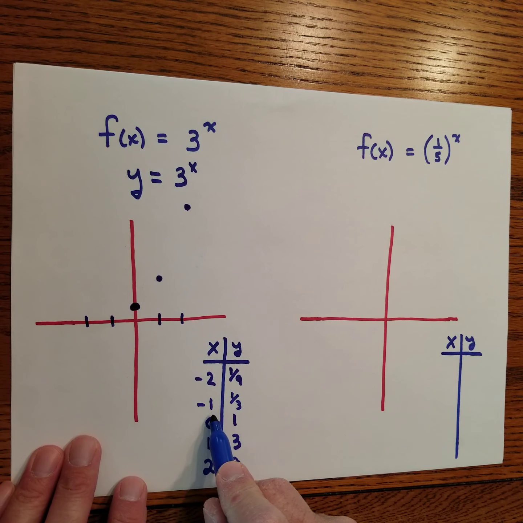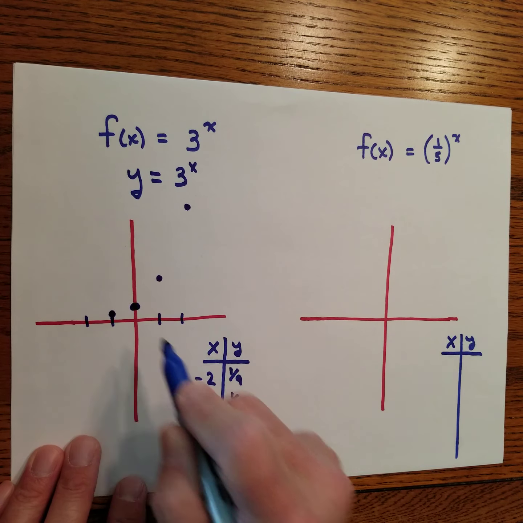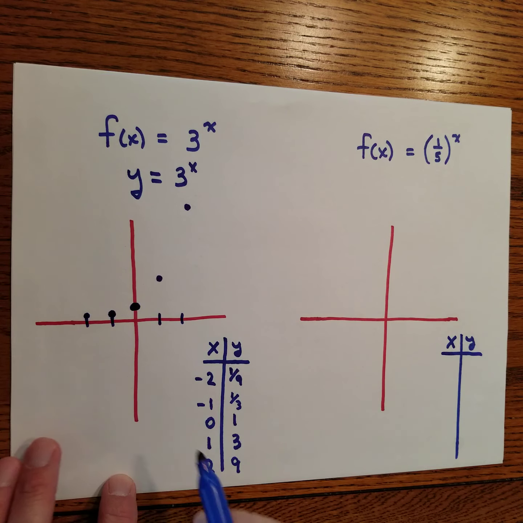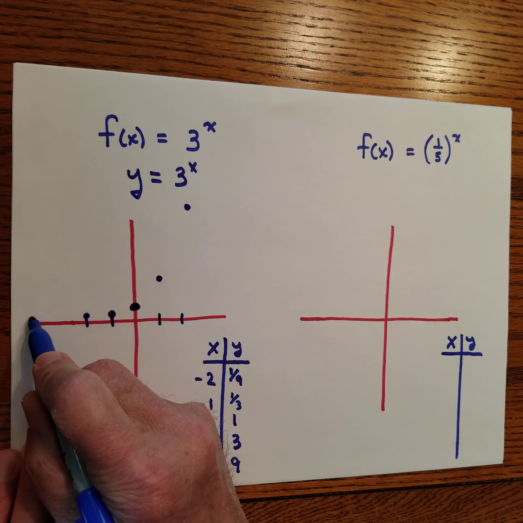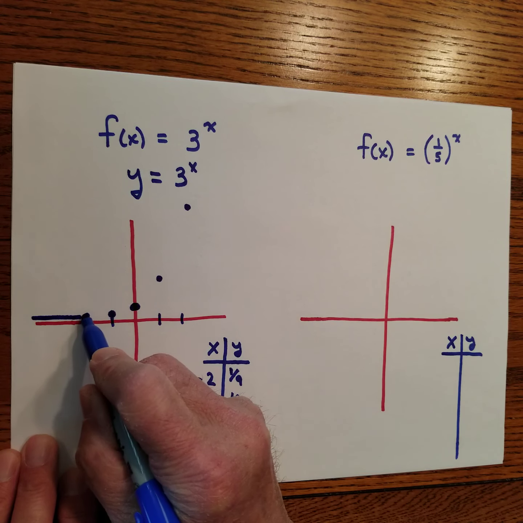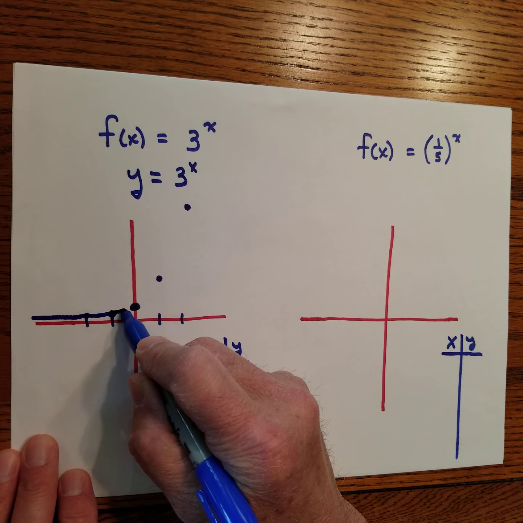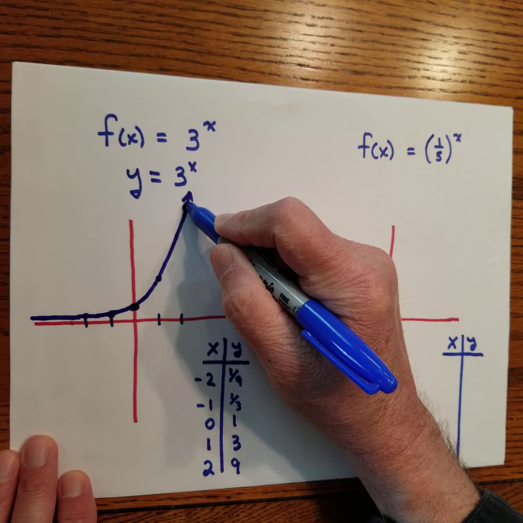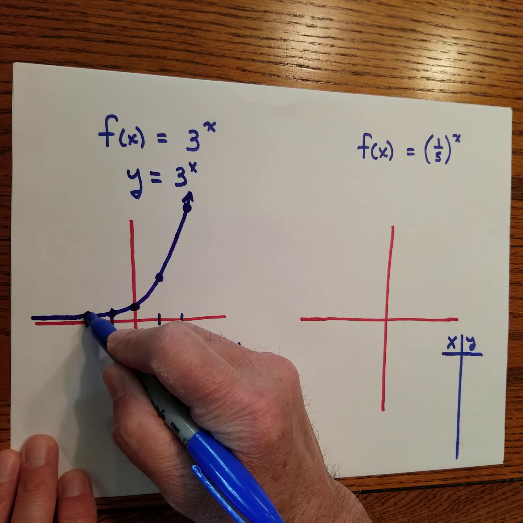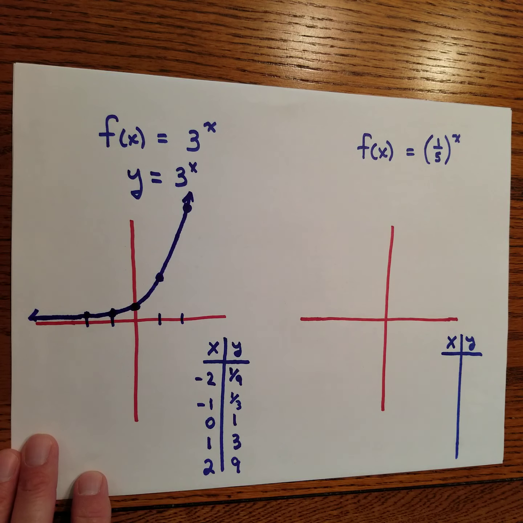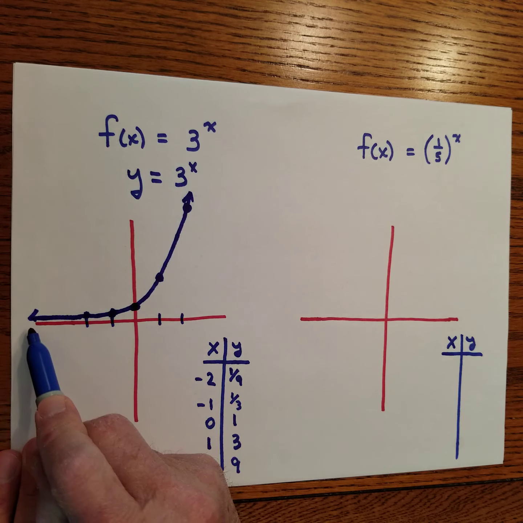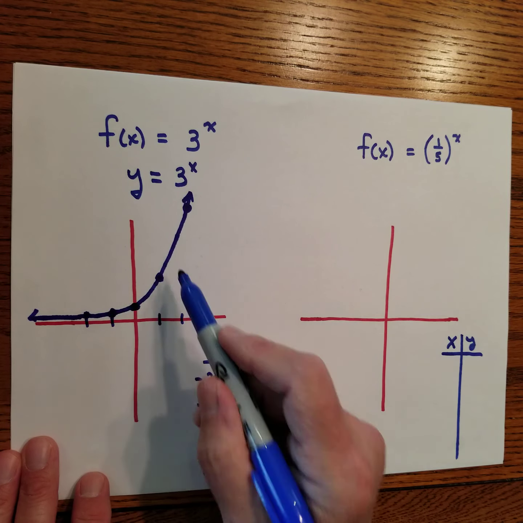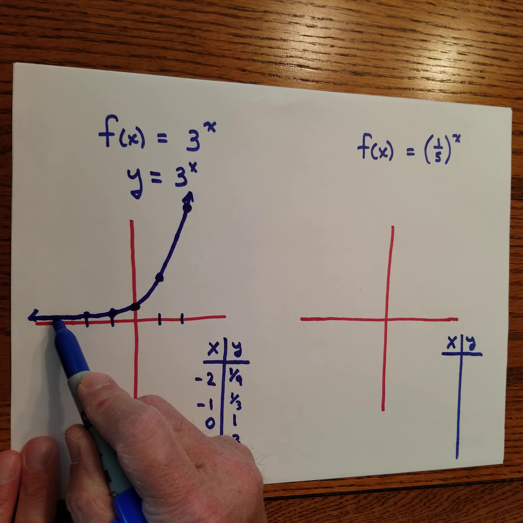Now when x is -1, we start getting closer to 0. And when x is -2, we're even closer to 0. The x-axis serves as an asymptote, and then our exponential function increases and increases and increases ever more rapidly. Now, we'll never touch the x-axis. The x-axis is an asymptote, which is a straight line that the curve will never touch. It'll just keep getting closer and closer.